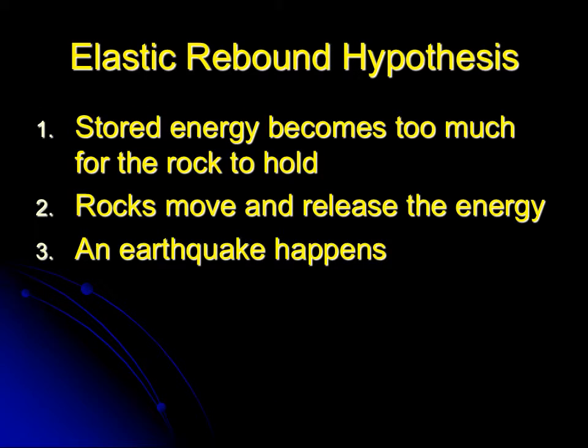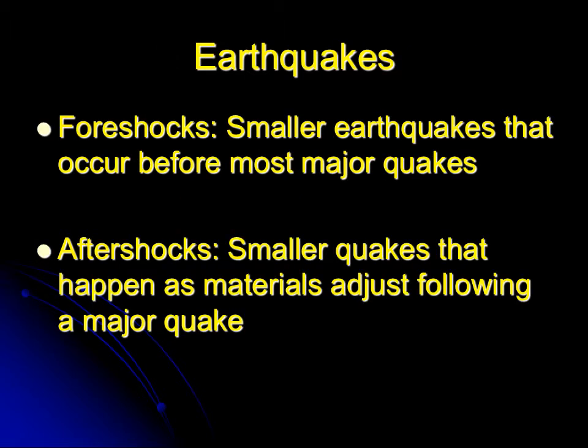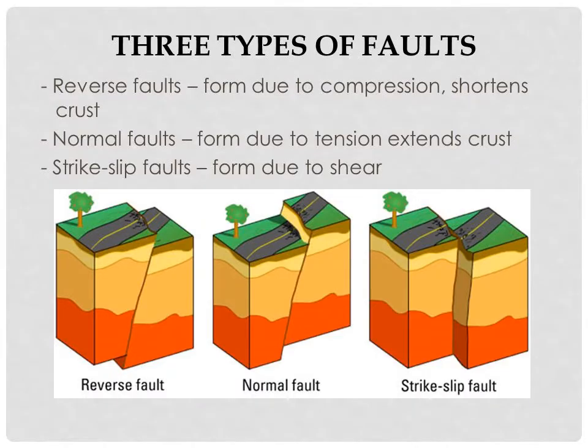It's called the elastic rebound hypothesis: the stored energy becomes too much for the rocks to hold, so the rocks move, and as they move, they release the energy. When they move and release the energy, that's an earthquake. There are a couple different parts. The foreshocks are the smaller earthquakes that happen before most major earthquakes, and the aftershocks are smaller earthquakes that happen as the materials adjust following a major earthquake.